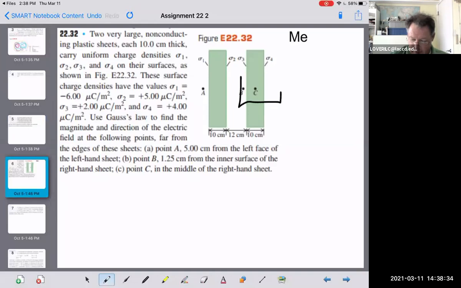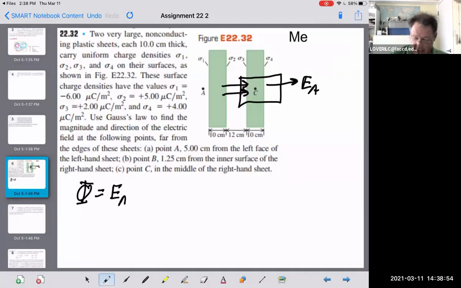If we had done it from the other side, if I had looked at it over here, this would have been EA. If I'd assumed that this was still going to the right, this side would have gotten negative EB times A. So my total flux would have been EA times the area minus EB times the area. And that would equal sigma 3 plus sigma 4 times area over epsilon naught.